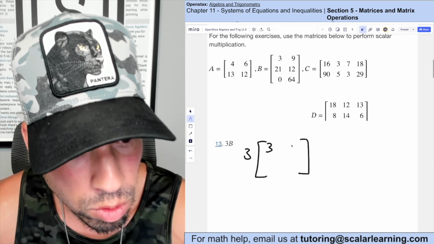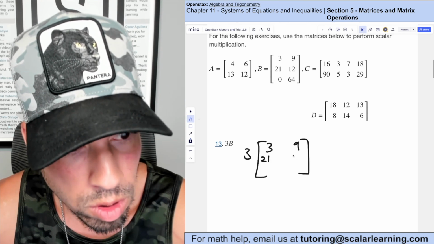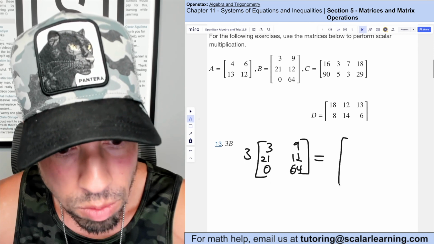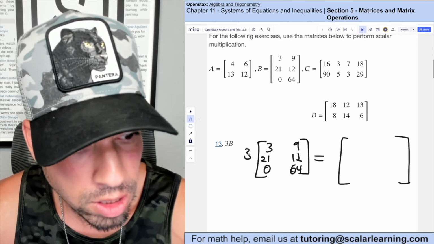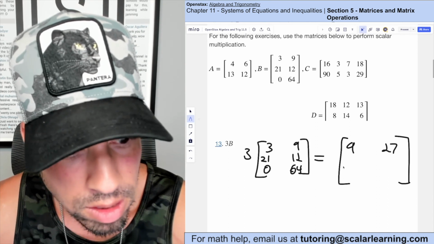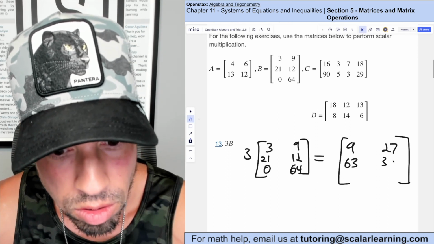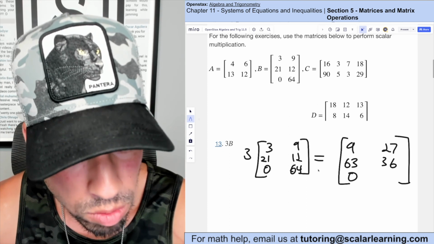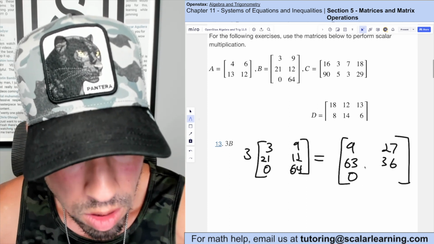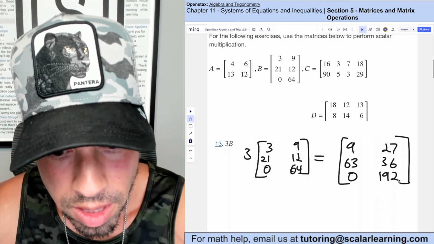Let me put that up here real quick. 3, 9, 21, 12, 0, and 64. And the result of the scalar multiplication is, again, everything gets tripled. So that becomes 9, 27, 63, 36, 0 still, right? 3 times 0, 0. And then 3 times 64, that's 192. That's how you do it.